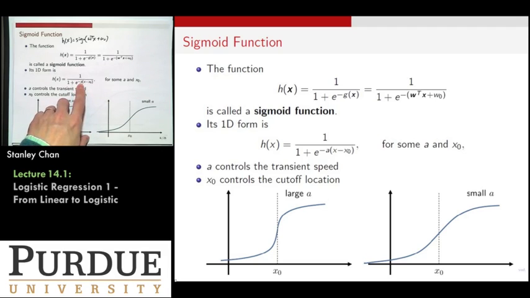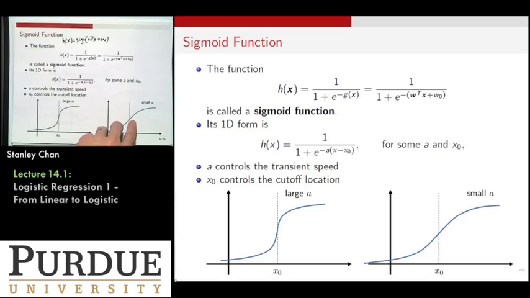The a will define the transient speed. If you have a very, very big a, then you will have a sharp transient. If you have a small a, then the transient will be slow. Now you can try to ask, well, how can this be possible?